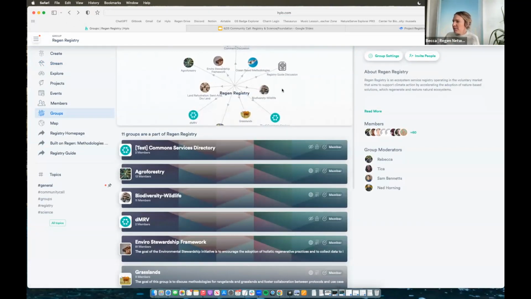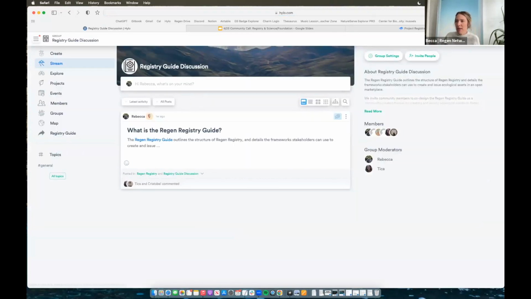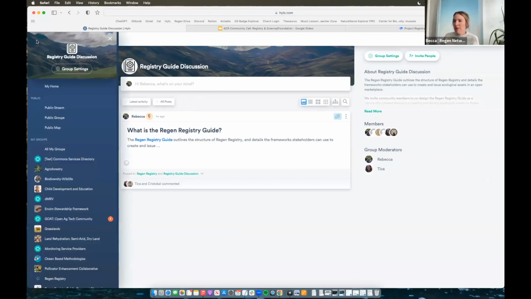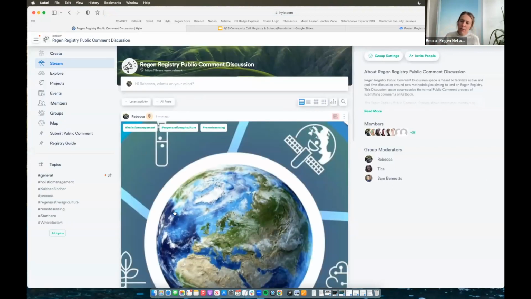And the other groups with black and white icons are related to the registry program. Like Tika was saying, for the guide, having this discussion space for newly upgraded chapters, questions or ideas that people have around the guide to really make it a fruit of the community. So that's one example. Another is public comment discussion, the methodologies that come through public comment. That's an exciting thing around Hylo that we've been working on.